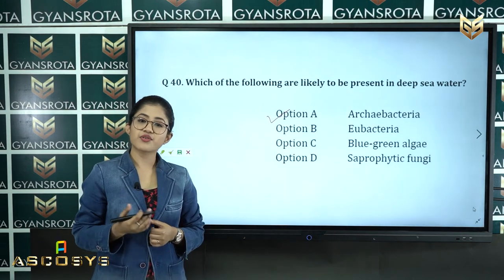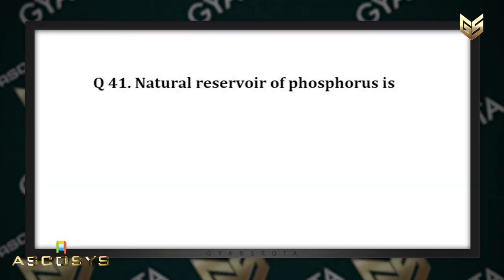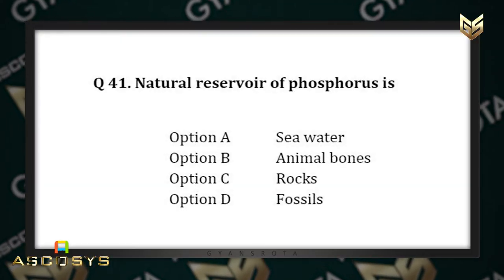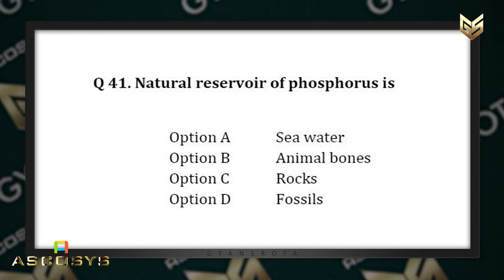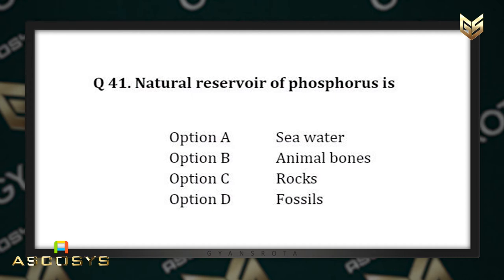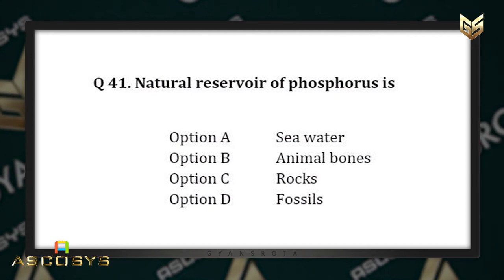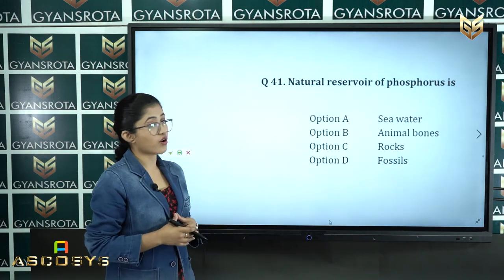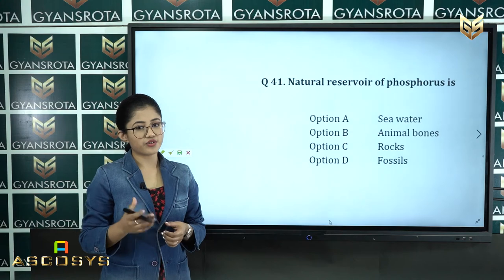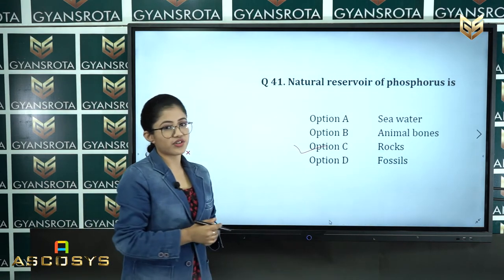Now let's see the next question, that is question number 41. In this question, you can see natural reservoir of phosphorus is option A, seawater, option B, animal bones, option C, rocks, option D, fossils. So what is the correct answer? Natural reservoir of phosphorus is sedimentary rocks. That means option C is the correct answer for this question.